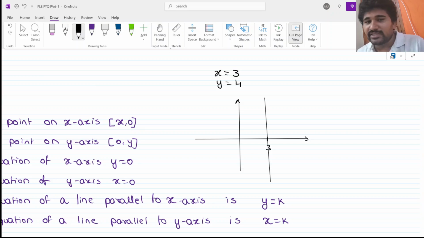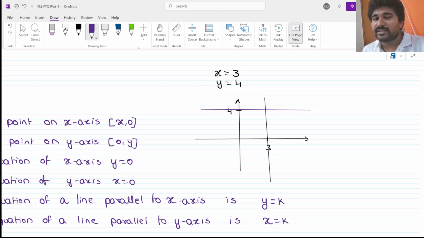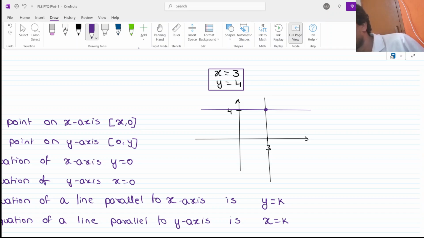Then y is equal to 4. For y value 4, you draw parallel to the x-axis. Now, are they both intersecting or not? Yes or no? If you give one x and one y, they will intersect. And what is the intersection point? First x and then y. Understand?